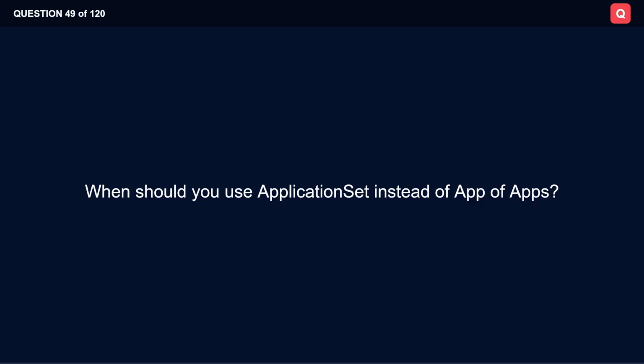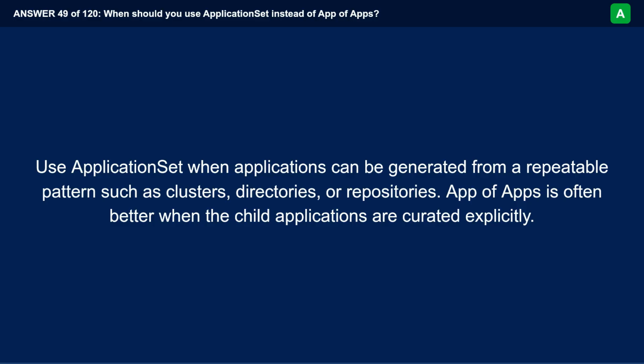When should you use application set instead of app of apps? Use application set when applications can be generated from a repeatable pattern, such as clusters, directories, or repositories. App of apps is often better when the child applications are curated explicitly.